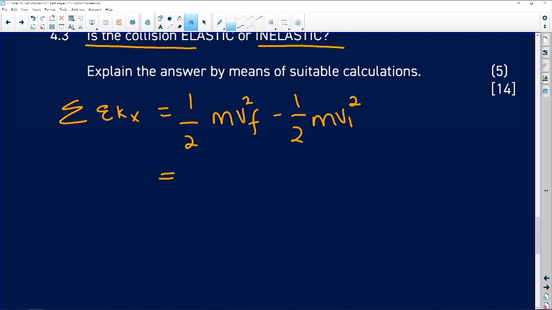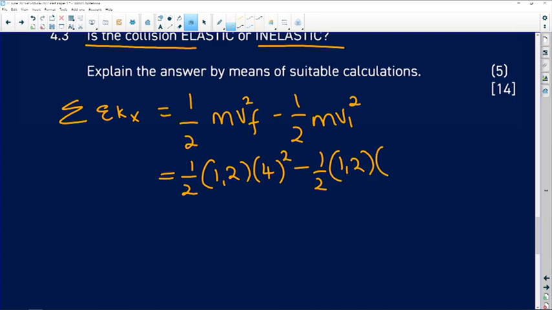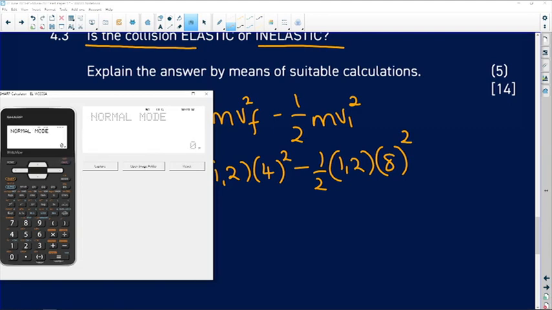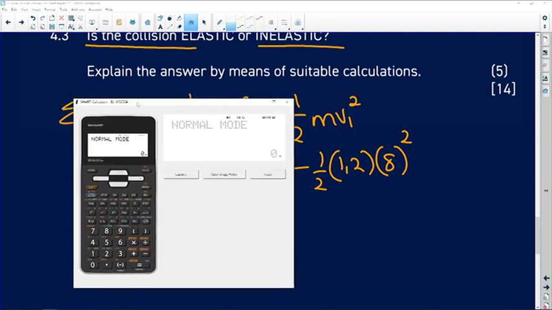Do we have the values now? I think so. We have 1 over 2. What is the mass of trolley X? It was 1,2. We just plug in that. What is the final velocity of X? We have 4, which is squared, minus 1 over 2. We still have the same mass, which is 1,2. And the initial velocity here was 8. We say squared. All right, from here we go to our calculator. We punch, and then we get our answers here. Let me just move my calculator so that we can all see.